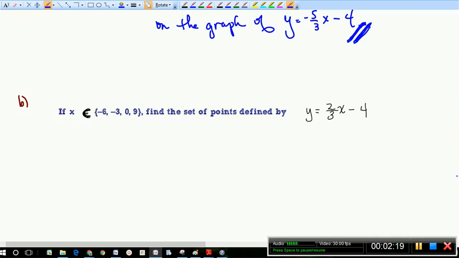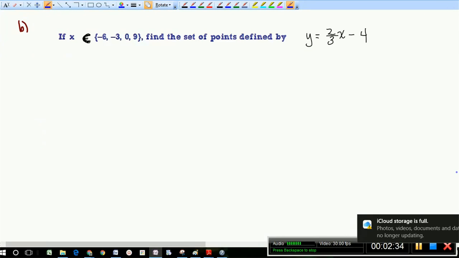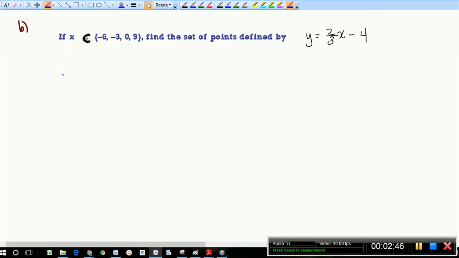In the next one, x is a member of this set: x can be negative 6, negative 3, 0, or 9. We're going to find the set of points defined by the equation y equals 2 thirds x minus 4. One way to accomplish this is to make an xy chart. It'll be called a few different things, but mainly I like to call it an xy chart. You've seen one earlier in this broadcast. So we do an x column and a y column.